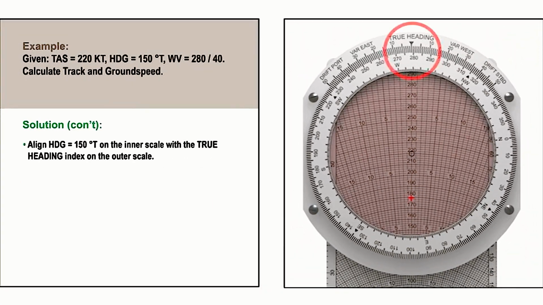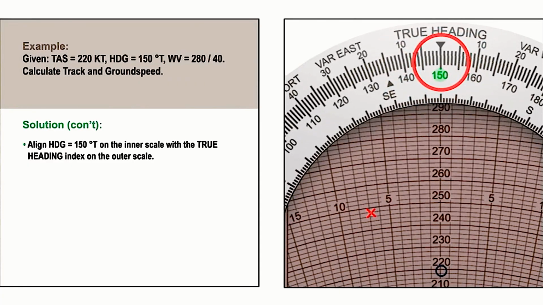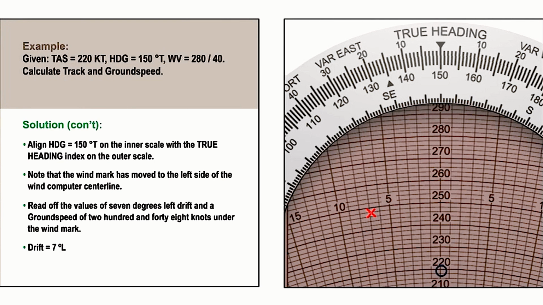Now move the inner scale to align the heading of 150 true with the true heading index. Note that the wind mark has moved to the left side of the wind computer centre line. Read off the values of 7 degrees left drift and a ground speed of 248 knots under the wind mark.